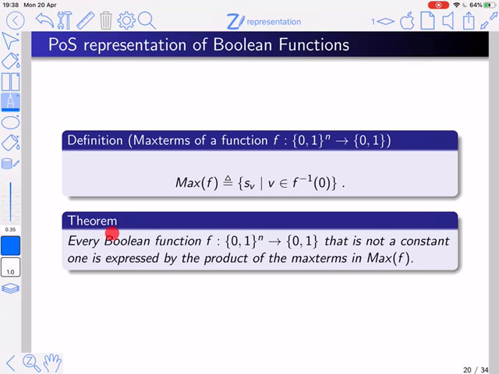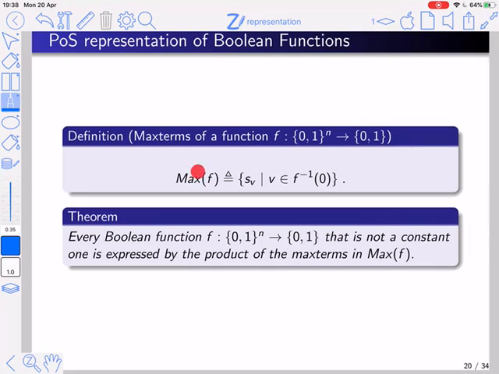And the theorem that we want to prove is that every Boolean function that is not the constant 1 is expressed by the AND, or the product, of the max terms in the set of max terms of f. This is the set. Okay?